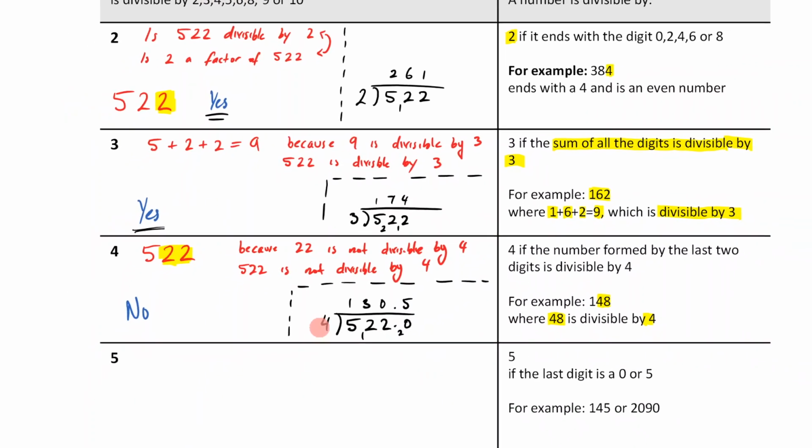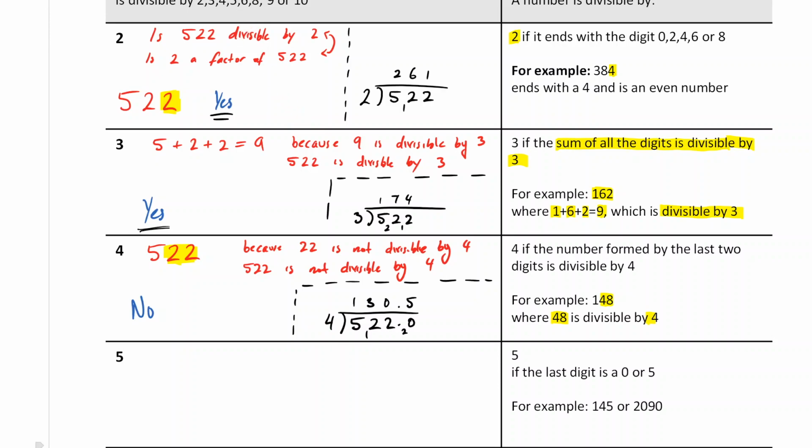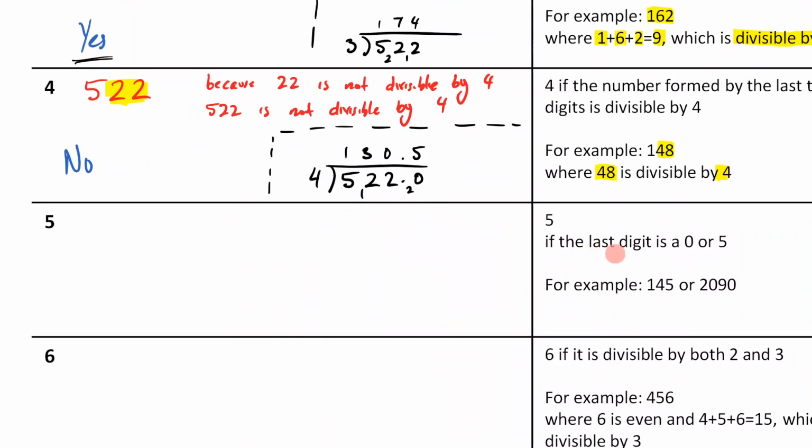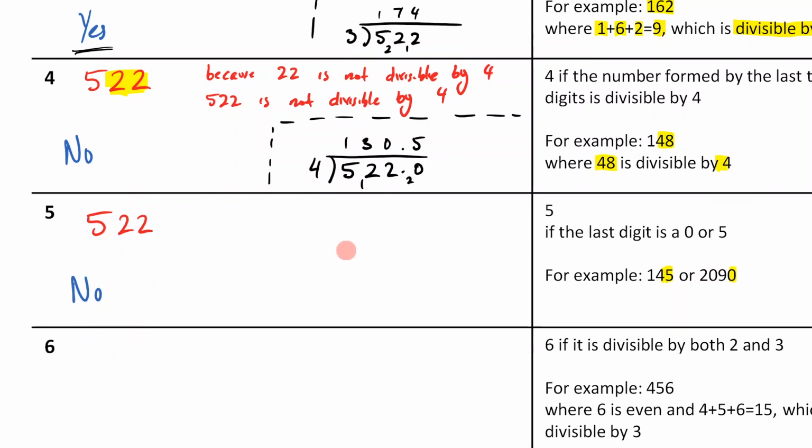Okay. The next one is really easy. So we'll go through this one a bit quicker. The next one is 5. And for 5, you probably already know this. If the digit ends in 0 or 5, it's divisible by 5. So for example, here are some examples that we can look at. This one ends in 5, so that means 145 is divisible by 5. This one ends in 0, which means the whole number is divisible by 5. So if it ends in 0 or 5, it's divisible by 5. Now, our question is 522. 522 does not end in 0 or 5, so the answer is no, it is not divisible by 5. Let's go on from that one. That's a pretty easy one.